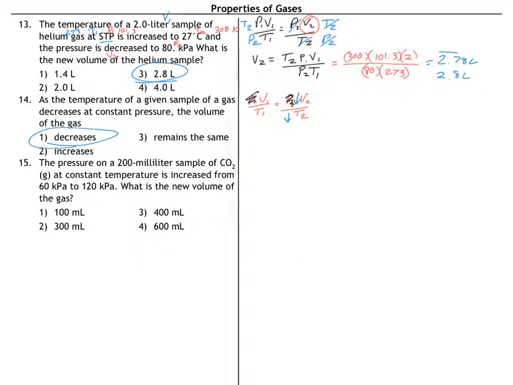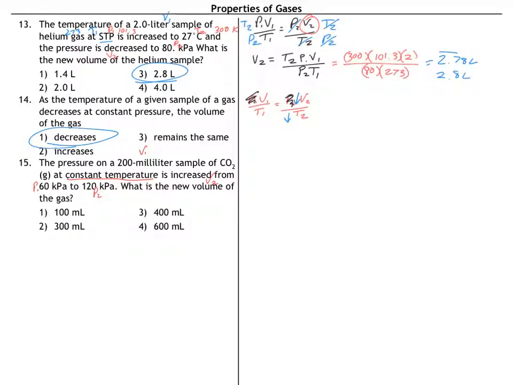Last question. So the pressure on a 200 milliliter sample of CO2, this is my V1, at constant temperature, so we'll get to drop the temperature out of the equation, is increased from 60 to 120. 60 is going to be pressure 1, and 120 is going to be pressure 2. They want to know the new volume, or V2.